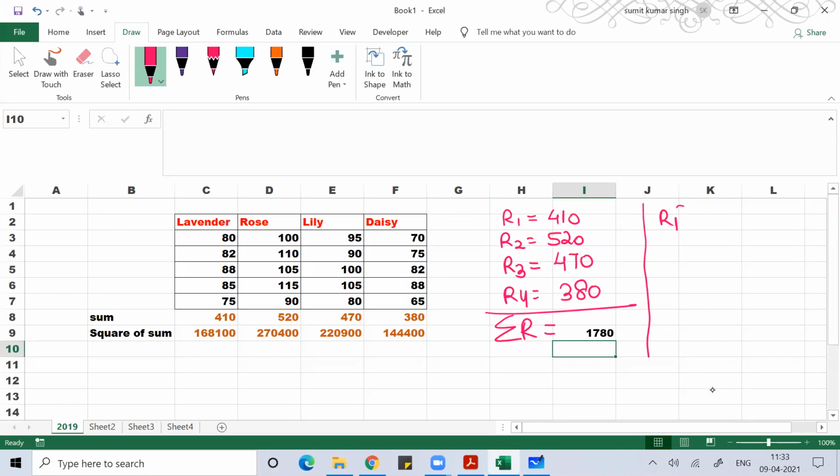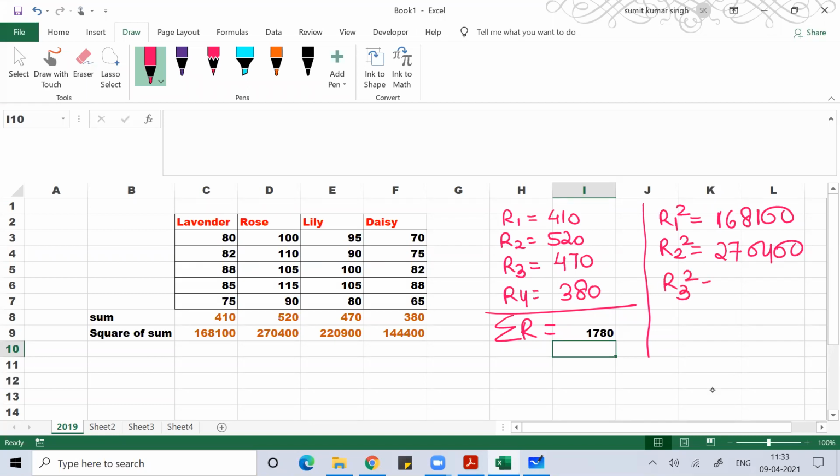Then if I find R1 square, that is 168100. R2 square. Why, sir, are you writing R1, R2? Because row wise. Sorry, better, this is column wise. So you can ignore R1, R2, C1, C2. They are just simply symbols.